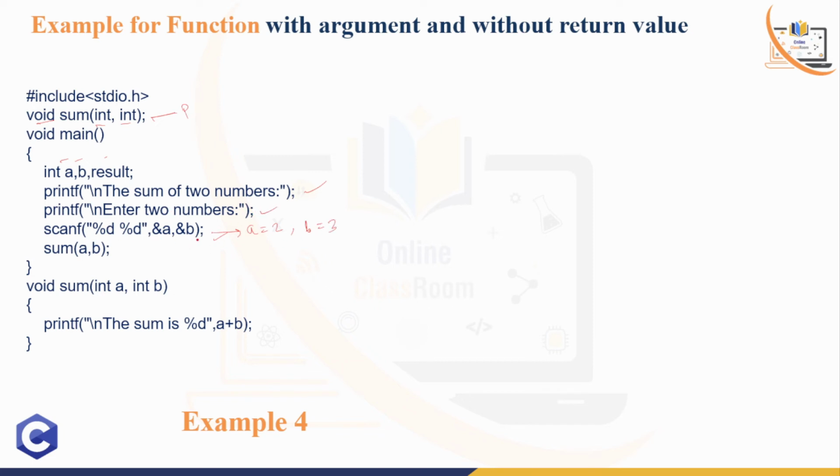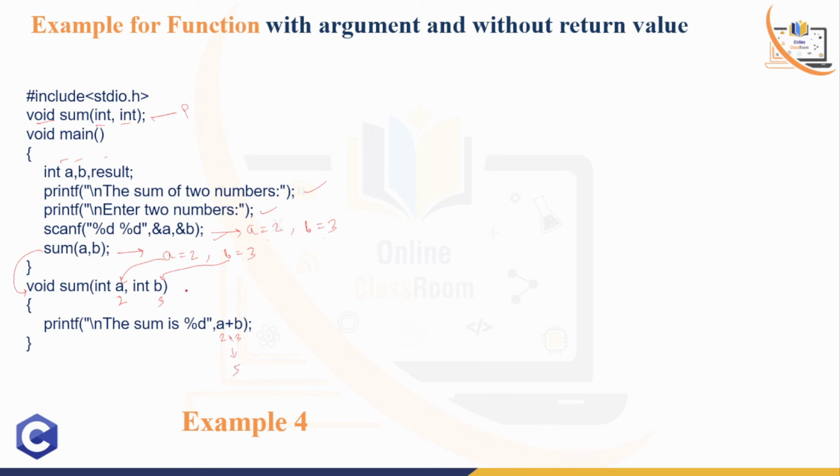After that, there is a scanf function. From the scanf, suppose I enter from the keyboard A equals to 2 and B equals to 3. After that, there is sum A comma B, right? Sum of A comma B means the value of A equals to 2 and the value of B equals to 3. Now from the calling part, it will go to the body part, and now there is a mapping. Void sum int A comma int B. Now this A maps to this A and this B maps to this B. Now value of A equals to 2 and the value of B equals to 3. After that, 2 plus 3, it means it is 5.